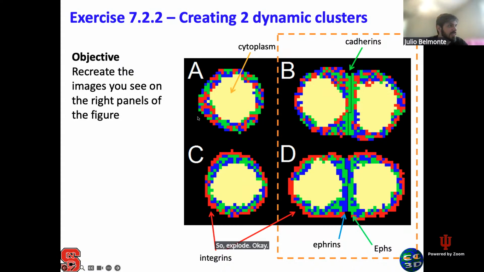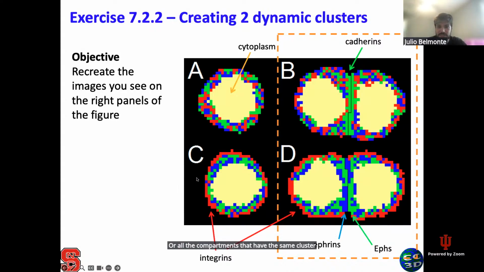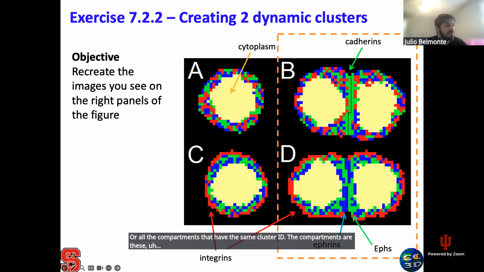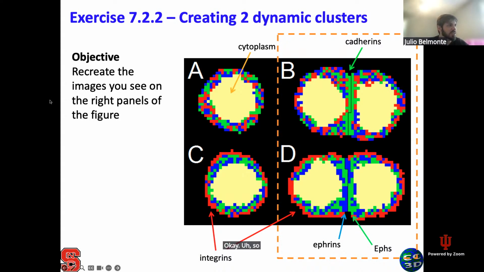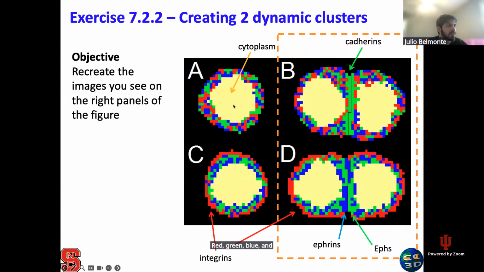When we use the word cluster, we refer to all the compartments that belong to the same cell, or all the compartments that have the same cluster ID. The compartments are these cell objects of different colors that you have inside the cluster. So this is one cell cluster made of different compartments: red, green, blue, and yellow, and outside is the medium.